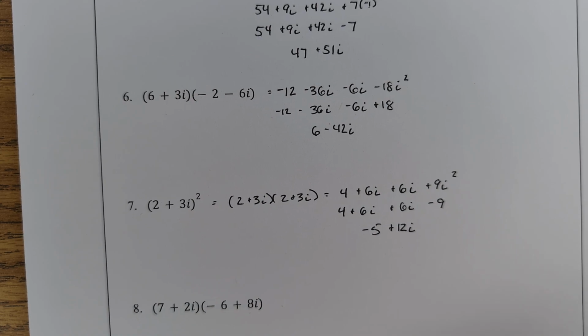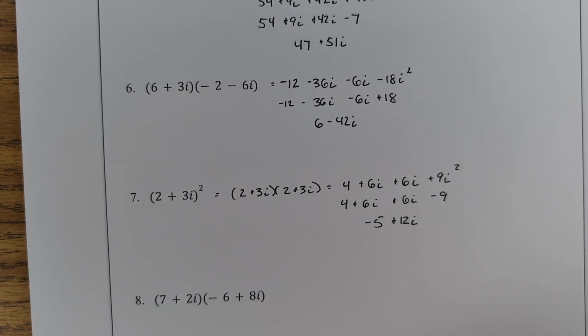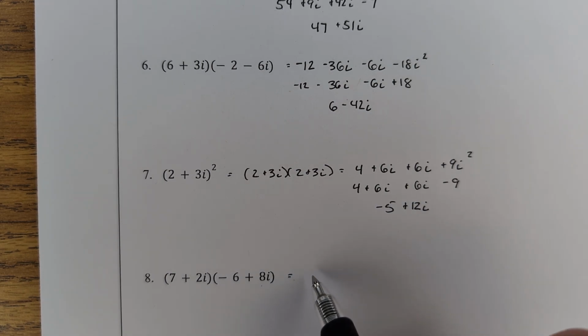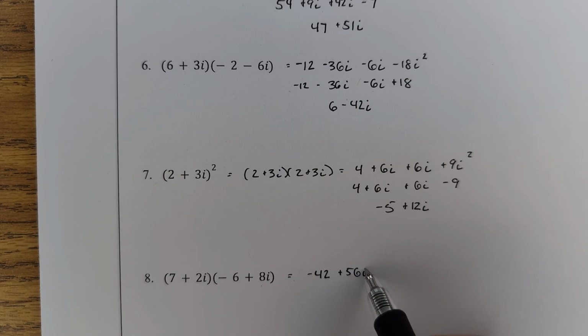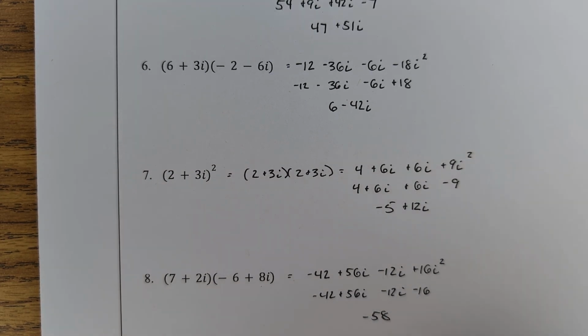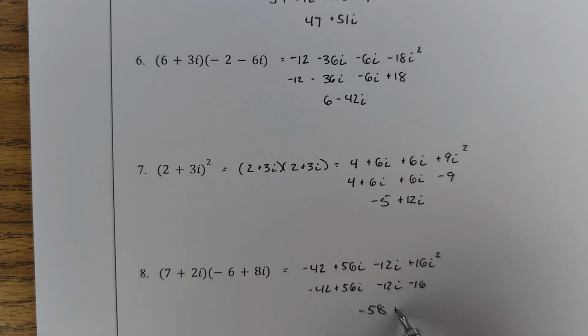And then our last one down here would be, let's see here, firsts would be -42, outsides 56i, insides -12i, and lasts +16i squared. So that's going to be -42 plus 56i minus 12i minus 16. So -58 for our numbers, plus 44i for our i's.